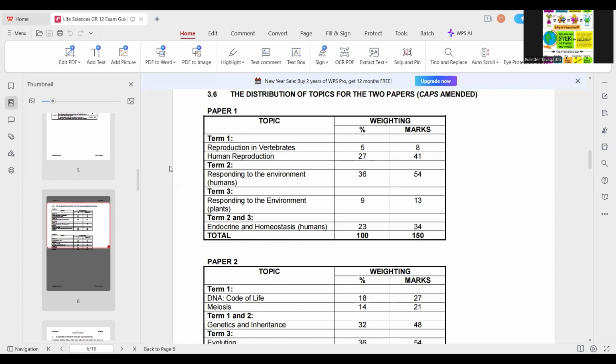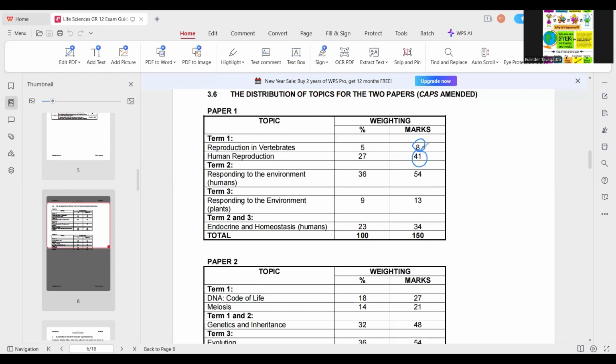So in paper 1, reproduction in vertebrates is a small topic that is going to give us a total of 8 marks. Then we move on to human reproduction. That is a weighting of 27%, and it is 41 marks for human reproduction.